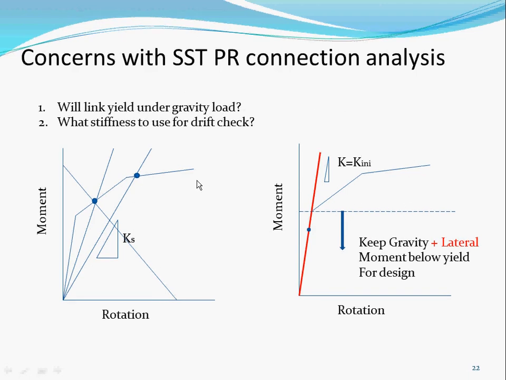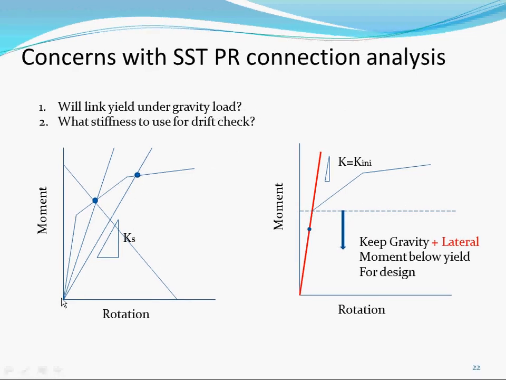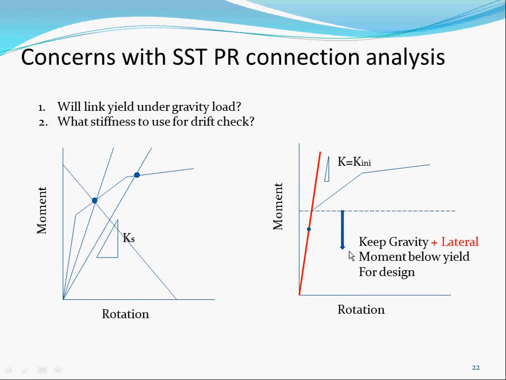So what this looks like here is our typical analysis for traditional PR connections. Okay, I kind of simplified it. What they have to do here is their stiffness comes into here and they use this stiffness for their design. Okay, for us, we are designing our link to be less than this, the yield moment. We are always keeping the gravity and lateral moment below the yield. So here's the yield. We actually applied 0.9 to it, so it's always going to be less than the yield.